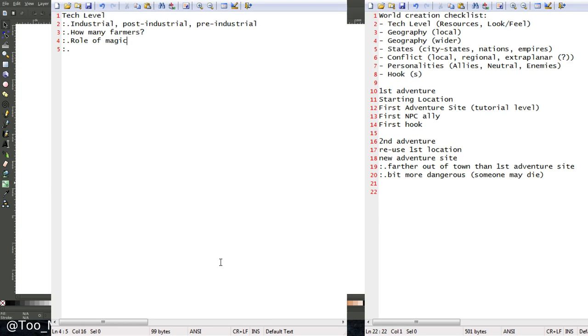So, role of magic, that's another one. Is magic technology? Is it common? And really, how much do people interact with magic in their day-to-day life?